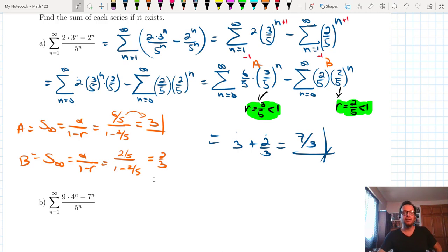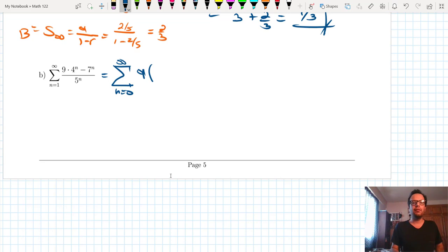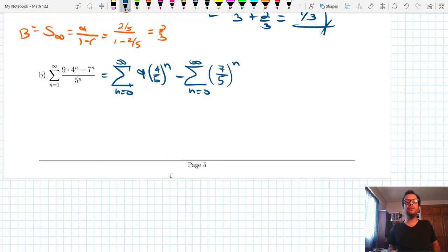Let's do one more, and we wrap up this section. So in this case, let's do the exact same procedure we did in the previous example. Sigma n equals 0 all the way to infinity, 9 (4/5) to the n, minus sigma n equals 0 to infinity of (7/5) to the n power. Okay, in this case, we don't need to do anything else.